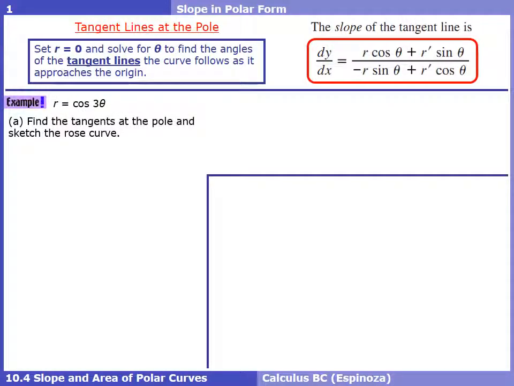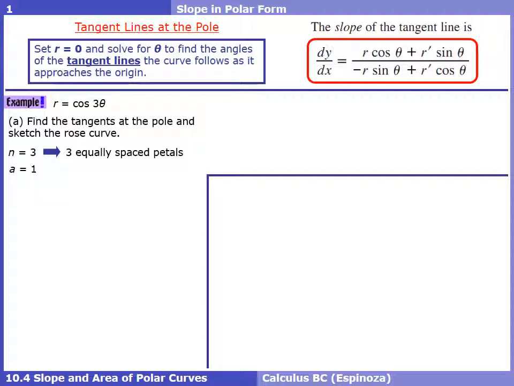So to illustrate this idea for both of these tangent line types, we're going to take a look at this polar function, r = cosine 3 theta. I want to find the tangents at the pole and use that to help sketch this rose curve. The first thing we can realize as a review from 10.3 is that if our n is equal to 3, the number in front of theta is odd, we're going to have that number of equally spaced petals. So in this case, we'll have 3 equally spaced petals.